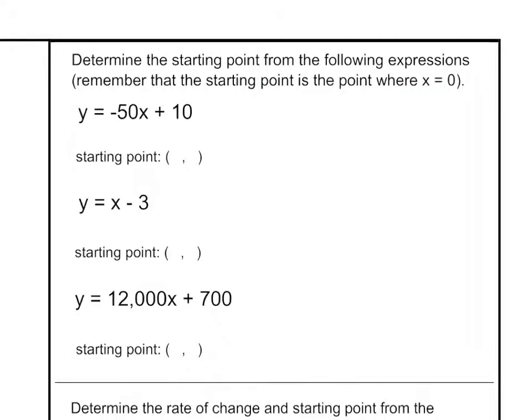Now we're going to determine the starting points. Remember, it's the number that's by itself. We're looking at something in y equals mx plus b form. We often call that number the constant. It does not have a variable next to it. So for this equation, it would be 10.